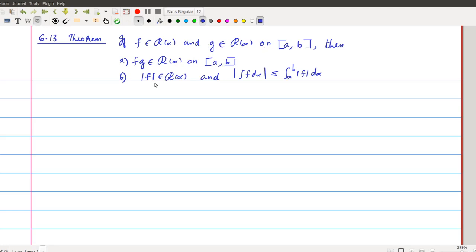And we have modulus of f, defined as |f|(x) = |f(x)|. That is also integrable. And the modulus of the integral is less than or equal to the integral of the modulus. These are the three things we need to show, and we start with the proof.